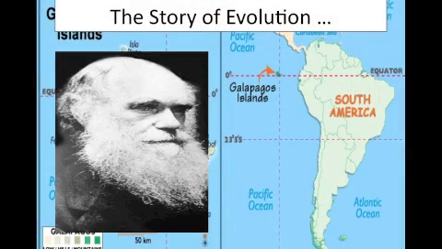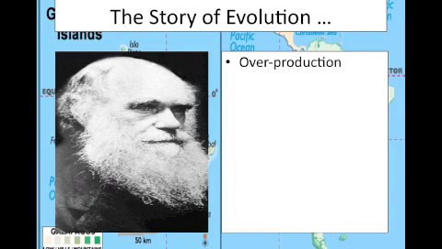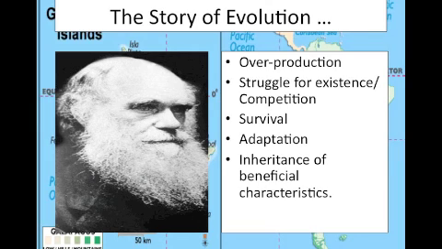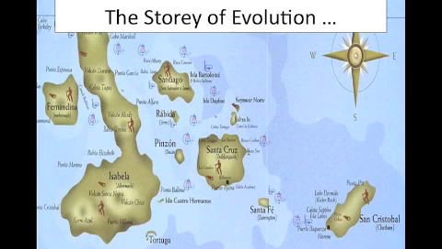Okay, the story of evolution, it's about Charles Darwin really. And it involves over-reproduction, a struggle for existence and competition, survival, adaptation, inheritance of beneficial characteristics, and a gradual change. So the story of evolution. Charles Darwin on the HMS Beagle went on a voyage to the Galapagos Islands, and he noticed there were different finches on the islands and how their beaks were suited to the food source.